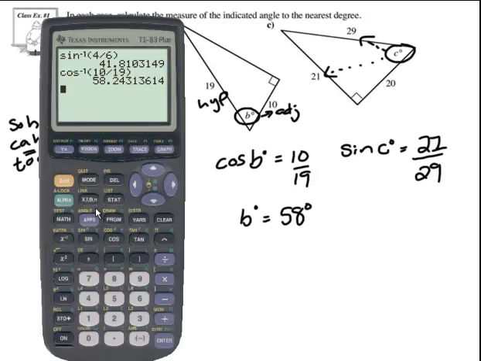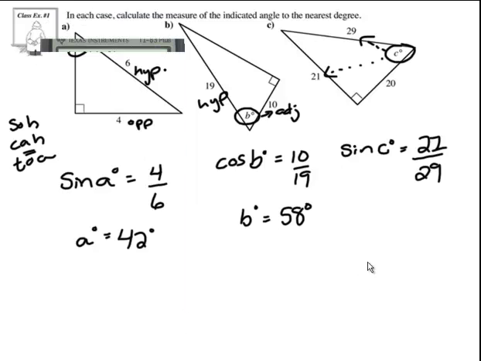But you could have used any ratio and just adjusted the sides that you would need. So second function sine, 21 divided by 29. And I'm getting 46 degrees. Angle C equals 46 degrees.